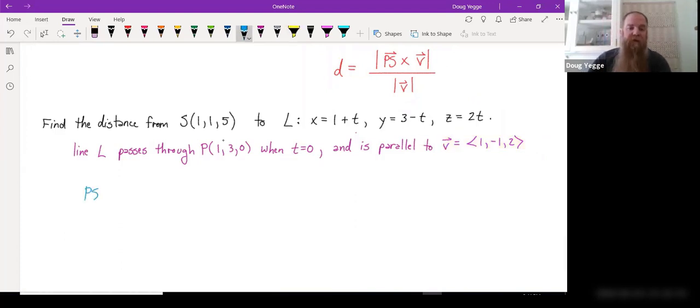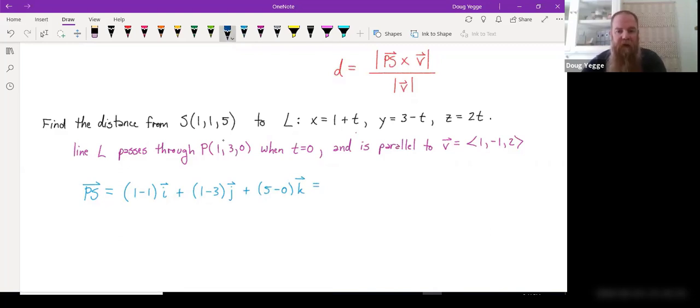So vector PS is going to be the difference between my 2 points. So remember, it's always S minus P. So we get 1 minus 1 in the i direction. We get 1 minus 3 in the j direction. And we get 5 minus 0 in the k direction. So our vector PS is 0i minus 2j plus 5k.